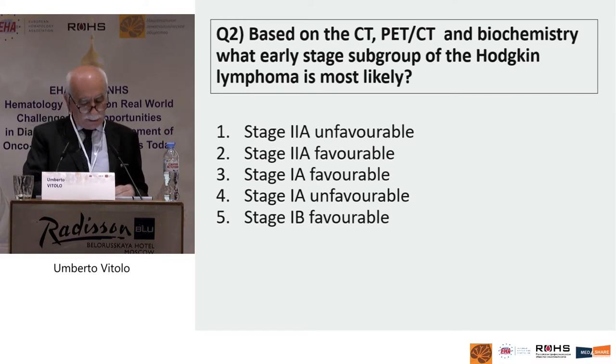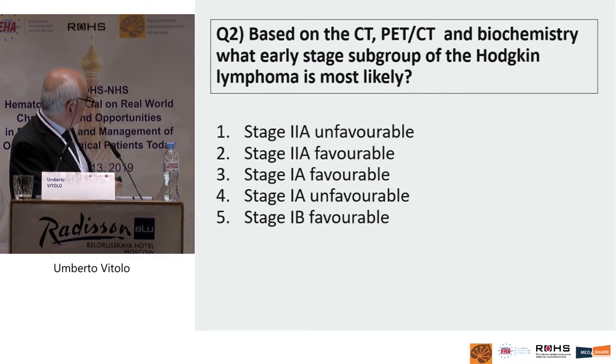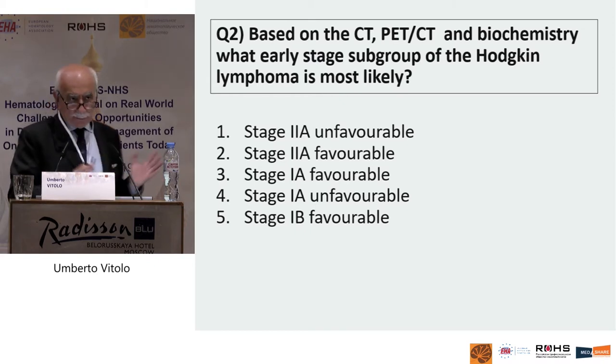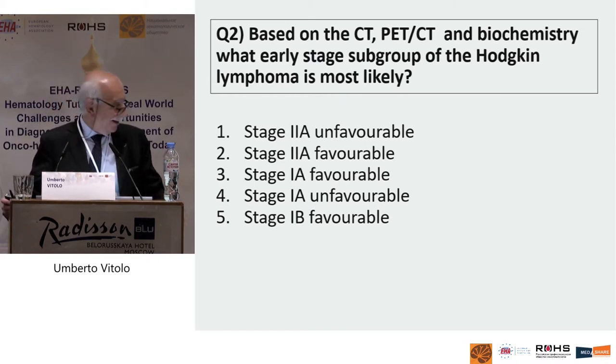Okay. Anyhow, we can move to the second question, and again, based on the CT, PET-CT findings and biochemistries that I showed you before, we have two different early stage subtypes, favorable or unfavorable. So the patient could be stage 2A unfavorable, 2A favorable, 1A favorable, 1A unfavorable, 1B favorable. I remember there's no symptoms. Okay. So you can give your answer. Please vote.